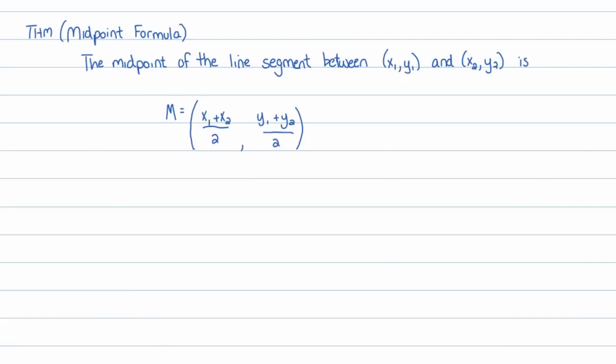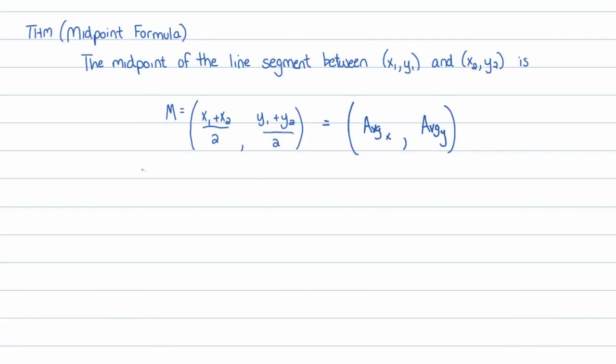The theorem for the midpoint formula is that the midpoint of the line segment connecting x sub 1, y sub 1, and x sub 2, y sub 2 is the point (x1 plus x2 over 2, comma, y1 plus y2 over 2). Really what that means is that it is equal to the average of the x values, so I'll say average sub x, and the average of the y values. Because the average is when you add up a couple numbers and divide by 2. That's the average of those numbers.